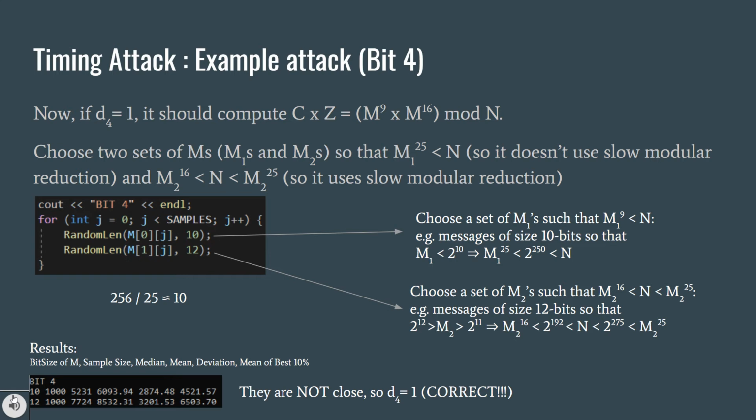For this purpose, we choose messages of 10 bits for m1 and 12 bits for m2. Note that 256 divided by 25 is around 10, so that's why we choose 10 and 12 to differ m1 and m2. And from the results at the bottom, we see that timing results differ a lot. So they are not close, which means D4 is 1, and we are correct.